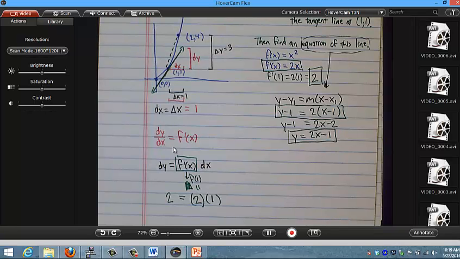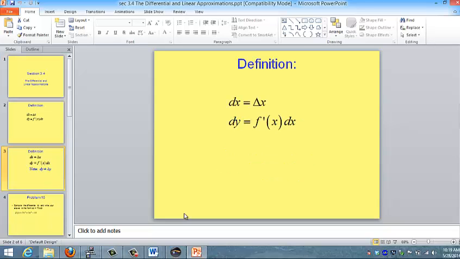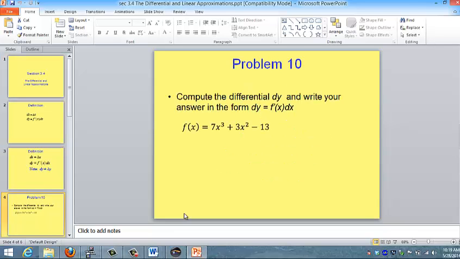I want to go ahead and do a few other examples with you that kind of talk us through it. The first one's right from the book. Problem 10. This is not hard. This is just kind of getting used to the notation. So here's a function: 7x cubed plus 3x squared minus 13. And it says, let's compute the differential and write our answer in the correct form.